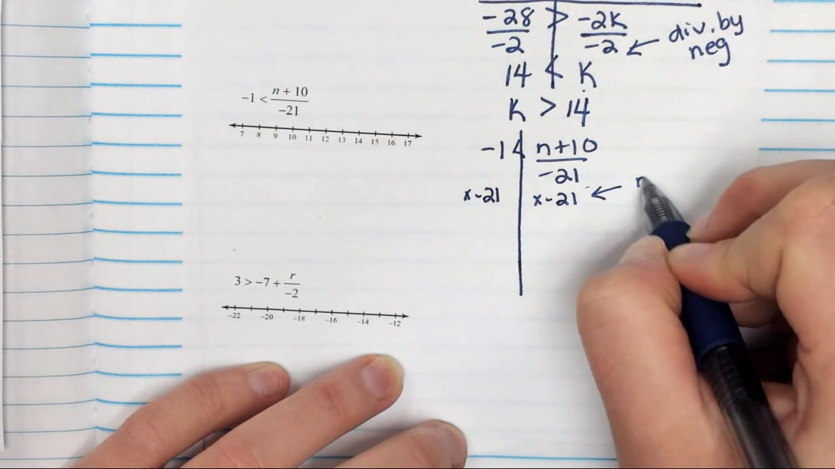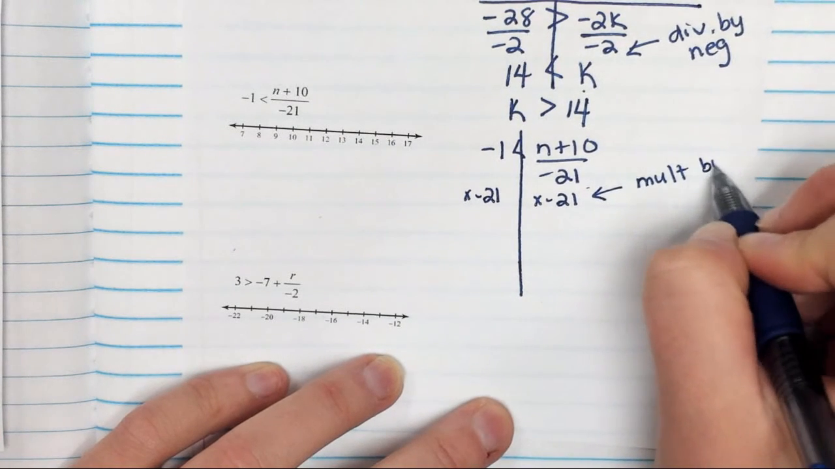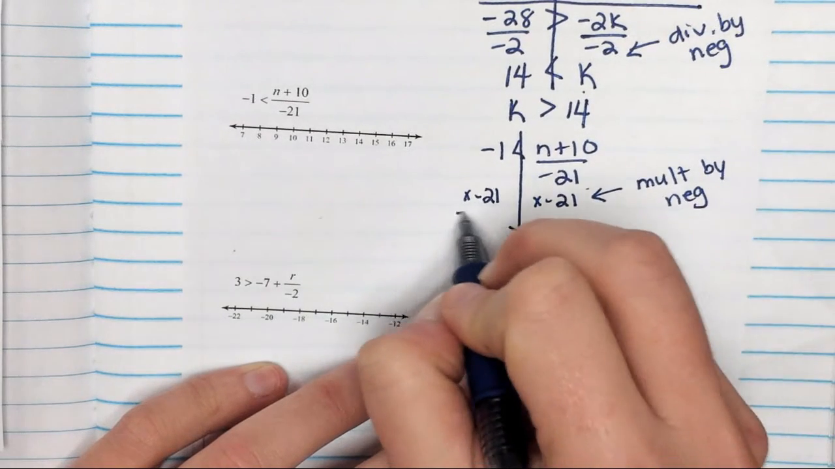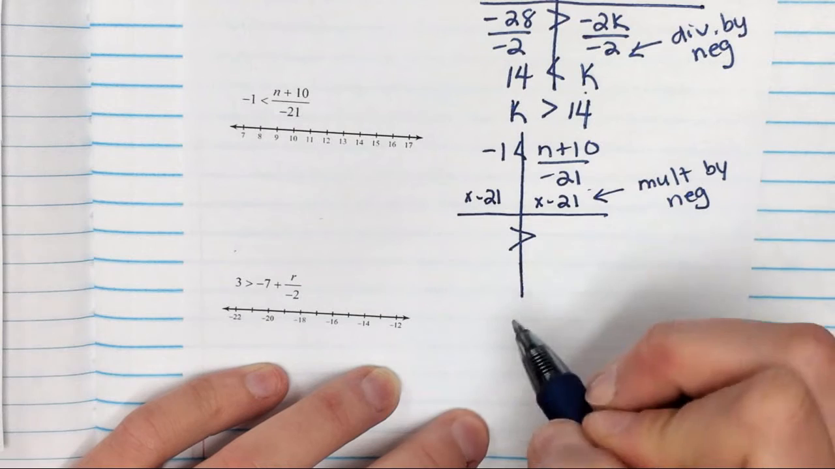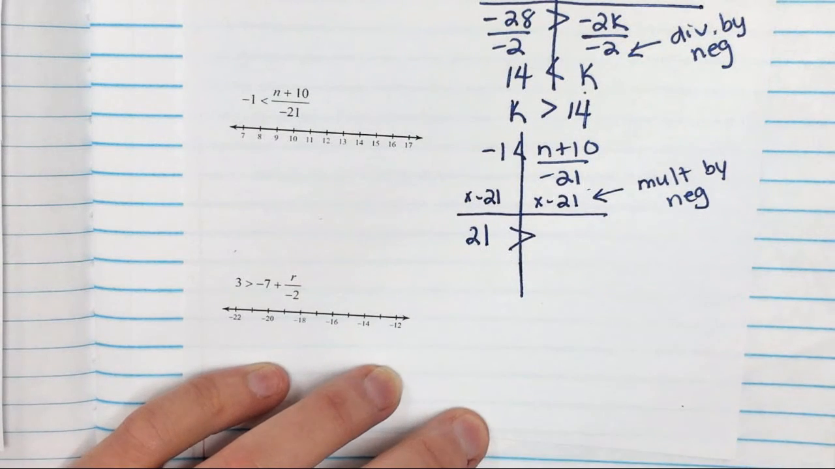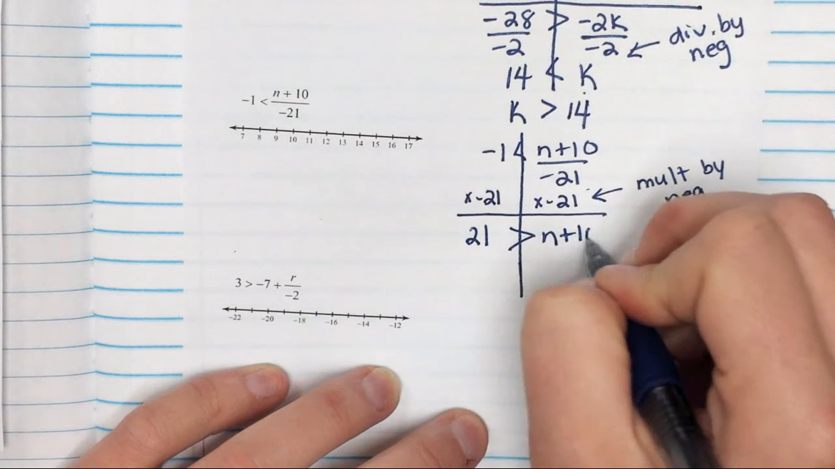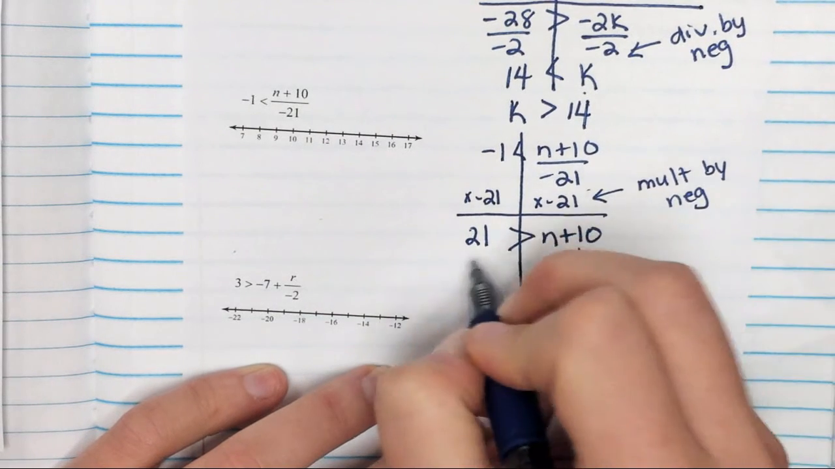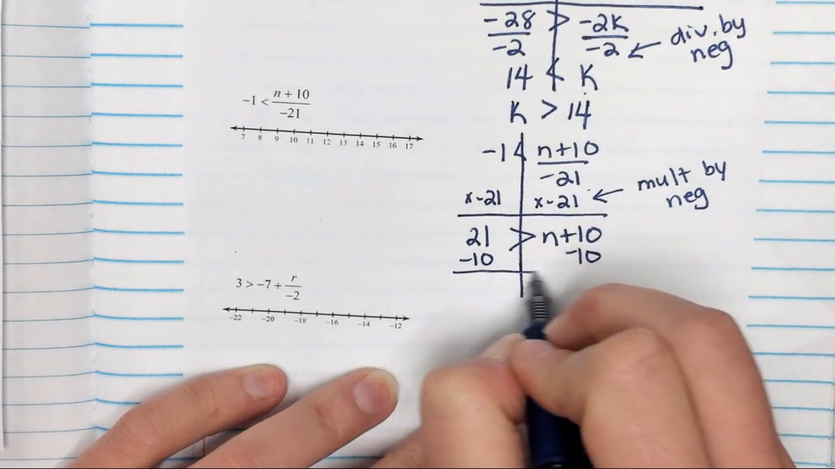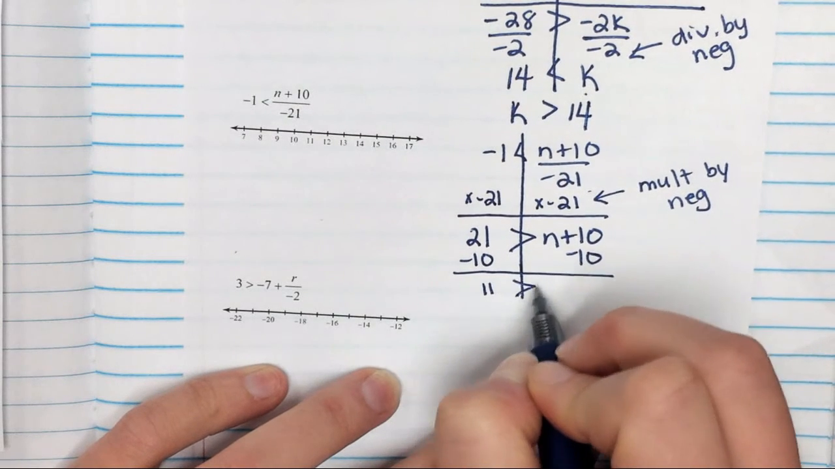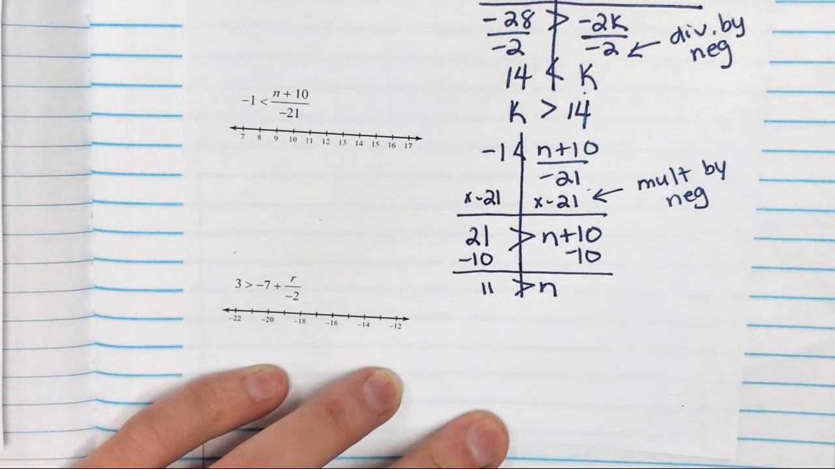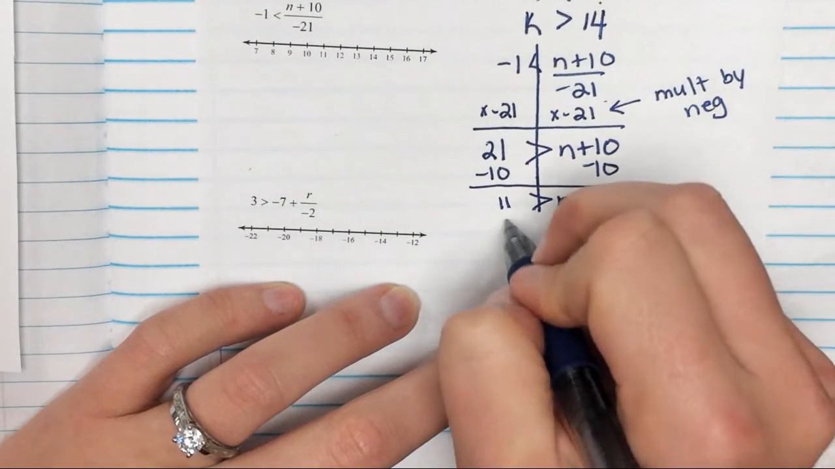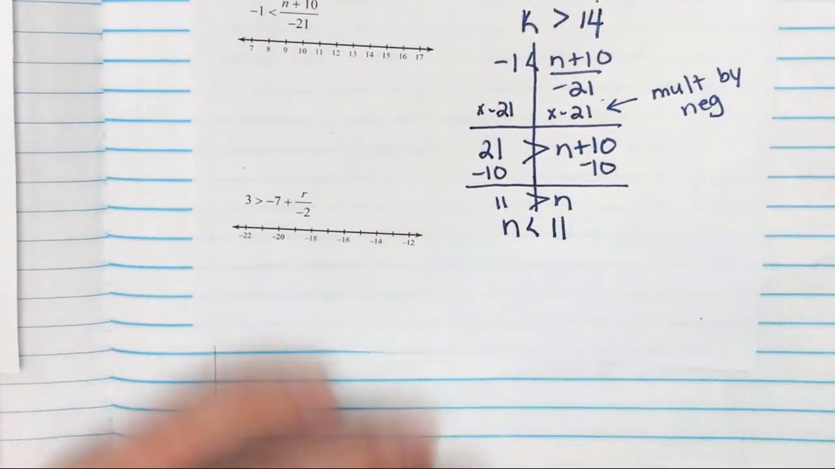I'm multiplying by a negative, so I'm going to need to flip that sign right away. It's going to become a greater than. Negative 1 times negative 21 is a positive 21, and I'm left with n plus 10 on this side. See addition, so I'm going to subtract 10 from both sides. 21 minus 10 leaves me with 11 is greater than n, subtraction property of inequality. And I'm going to rewrite that to put the n first, so I have n is less than 11.